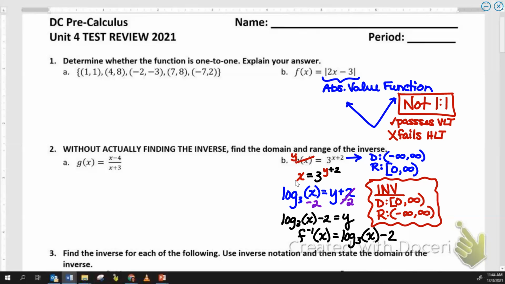And as soon as I know the range of the original function, I know the domain of the inverse. Negative infinity to 1, union 1 to infinity. Yes, ma'am.